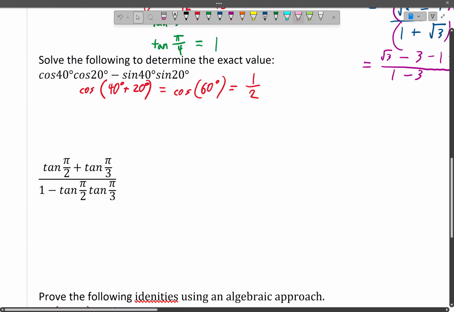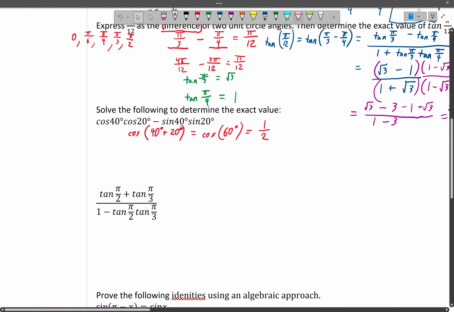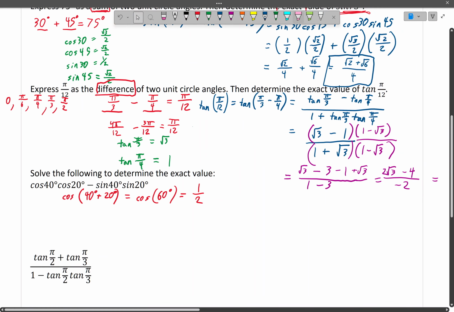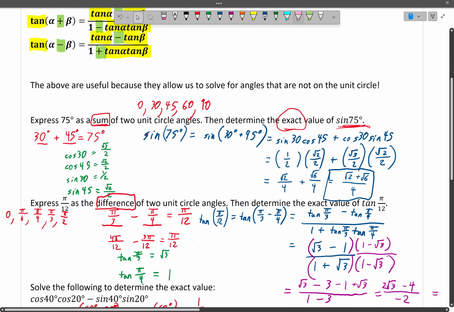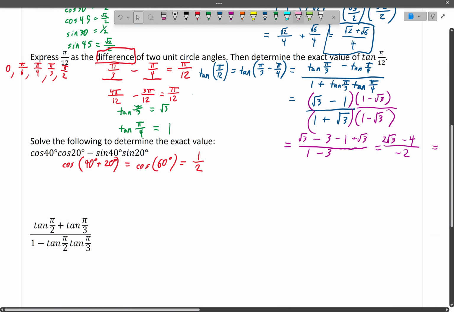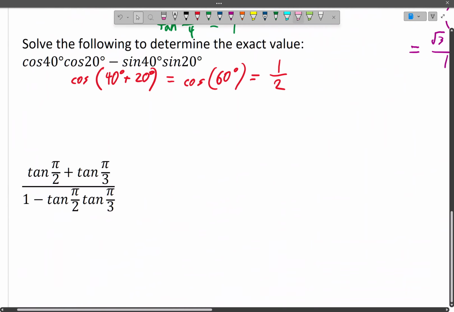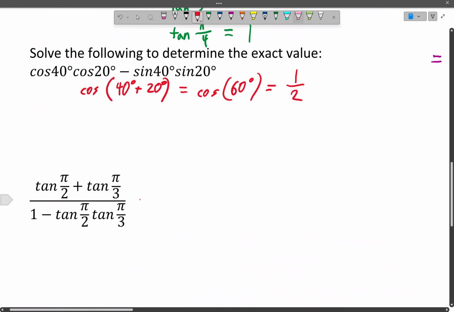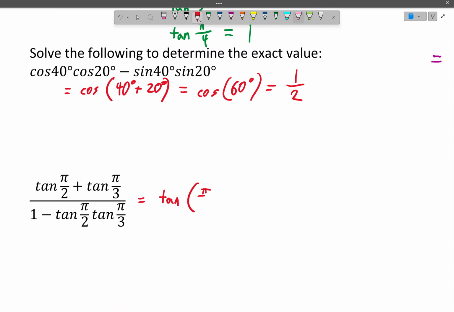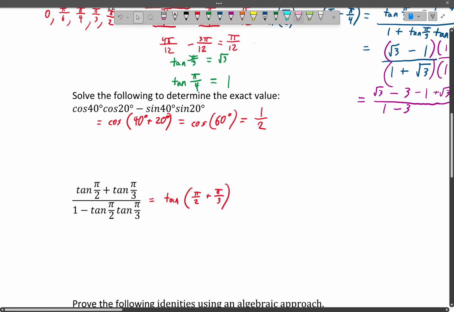Okay, I recommend you pause the video and try the second question on your own. Okay, so this one is a tan one with a plus on top, so it's going to be plus tan. So it's going to be tan and then plus, so pi over 2 plus pi over 3. Right? That's what I have to do.